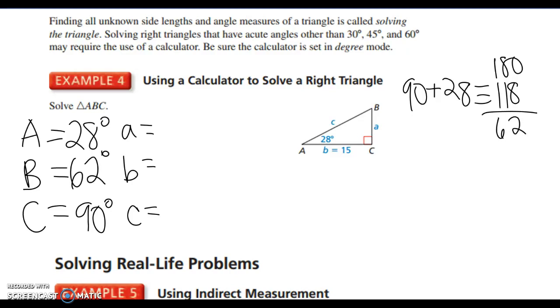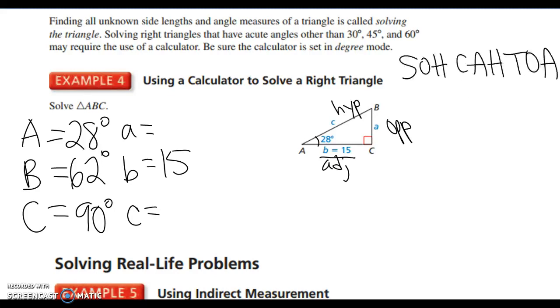Now we want to find all of our sides. So we are given B, and that is the adjacent side to angle A. C is the hypotenuse, and A is the opposite. And we'll use this to find our sides. Now there's a few different ways that we can do this, but first I'll find my A, my opposite side. I know that's opposite and I have adjacent, so I'm going to use tangent.